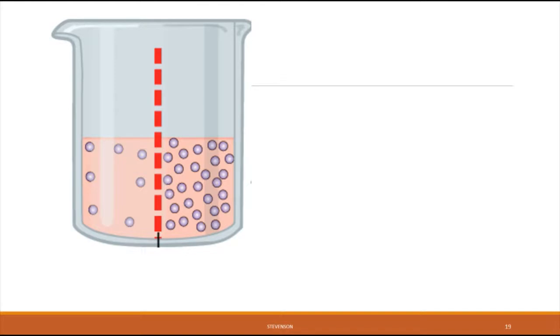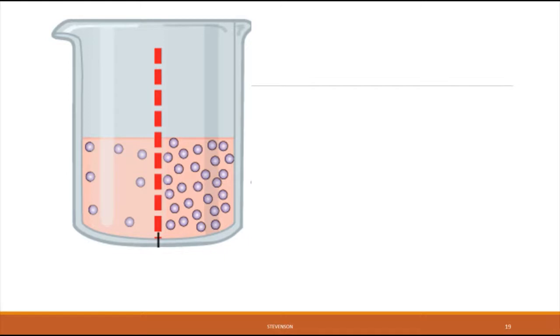Let's take a look at how this might work in an example. Here we have a beaker, and we have two separate sides to this beaker with different concentrations of dissolved stuff. The pink fluid represents the water, and the purple spheres represent the stuff that is dissolved in water. What this red dotted line is meant to represent is a barrier that cannot be permeated by the stuff that is dissolved. These purple spheres on a molecular level are too large to pass through this filter. Water can move back and forth, but the stuff that's dissolved in water is too large to move back and forth.